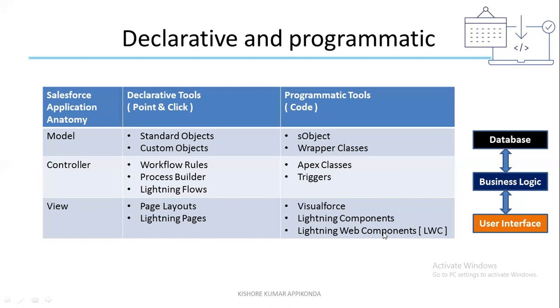The Lightning component is the older version. The Lightning Web component is the newer version. They added new ECMAScript versions and so on, and the latest features will be there in the Lightning Web component.